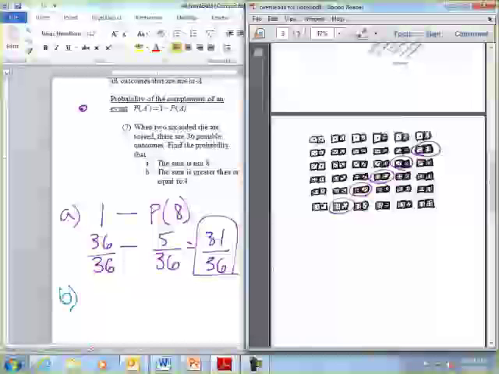Question B. The sum is greater than or equal to 4. Well, it seems like there's a lot of ways to get something greater than or equal to 4. So we could go through and find everything that meets that criteria, or we could do 1 minus the opposite.